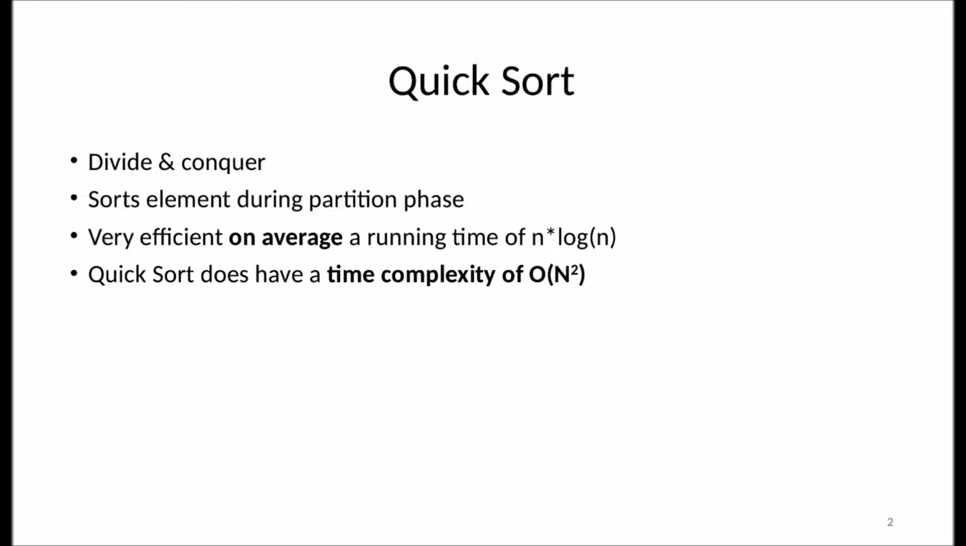It is sorted by determining the elements that are smaller than the pivot element and the elements that are larger than the pivot element. On average, quicksort is very efficient with a running time of n log n. Its time complexity, however, is O(n squared), but its worst case rarely occurs, and on average it's still very efficient. Let's go over an example.